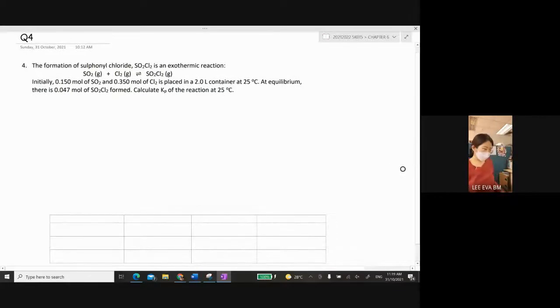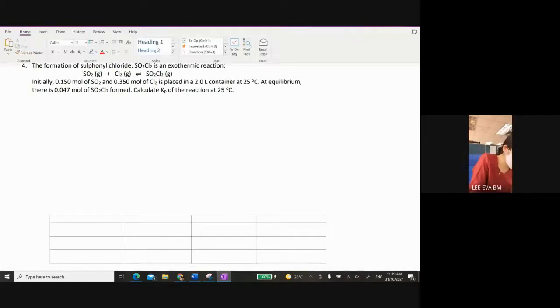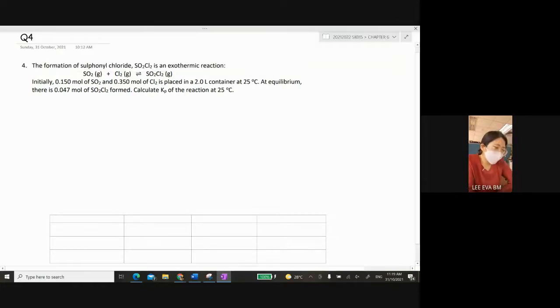Okay, so question number 4. So we try to interpret the question first, yeah? Right. So the formation of sulfuryl chloride SO2Cl2 is an exothermic reaction, just an information for you. So you have your balanced equation given, all are in gaseous phase. So initially you have the number of mole SO2, number of mole Cl2 placed in a 2.0 liter container. So that means initially you only have SO2, Cl2. Okay, no product. But then at equilibrium, there is 0.046 mole of the product. Okay, at equilibrium, they give you the mole of the product formed. So calculate Kp for the reaction.